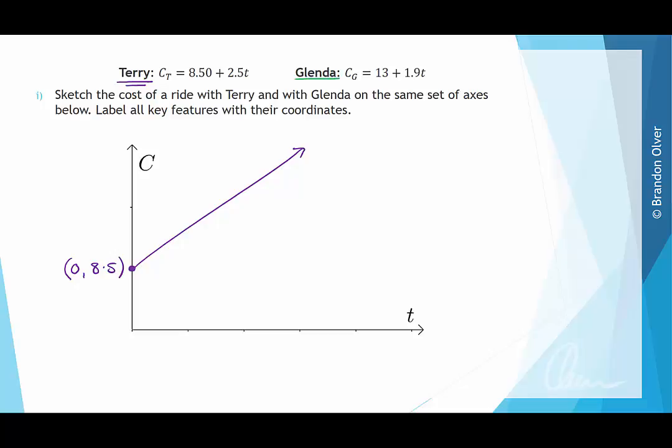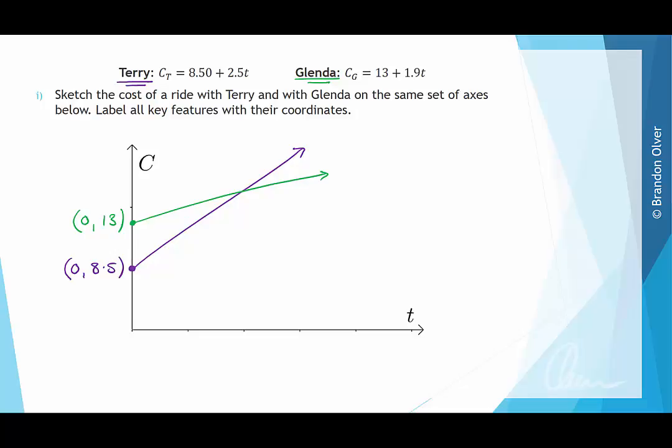Next, we'll do the cost of Glenda's taxi service in green. So we know that when t is 0, the cost will be $13. So we can put the starting value here. So when t is 0, the cost is 13. And it has a shallow gradient, so it will be something like that.